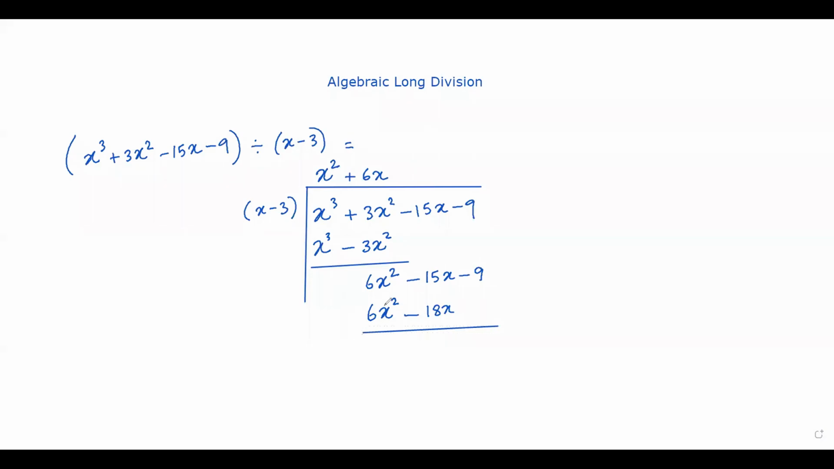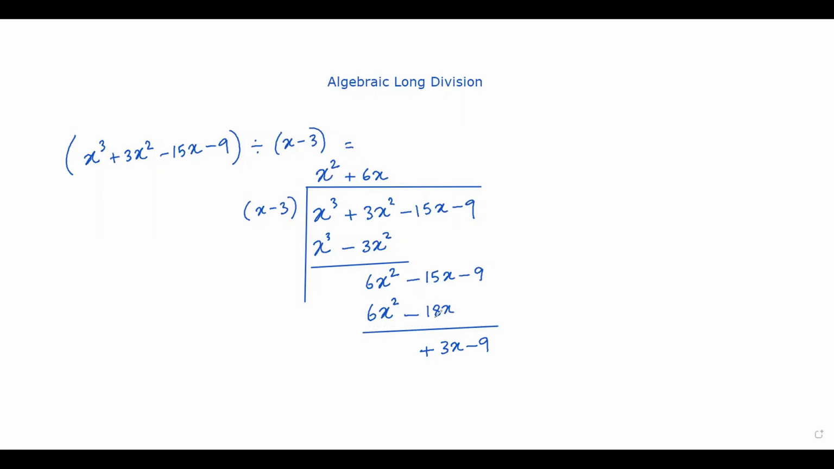So 6x squared take away 6x squared is 0. Negative 15x take away negative 18x is going to be negative 15x plus 18x, which would give us a positive 3x. So therefore, this is going to be a plus 3x. And then nothing for the minus 9, so I just write it there. Now I have plus 3x minus 9, but I'm looking at the first term again. First term here is 3x.